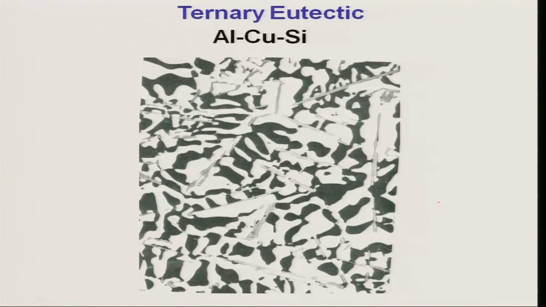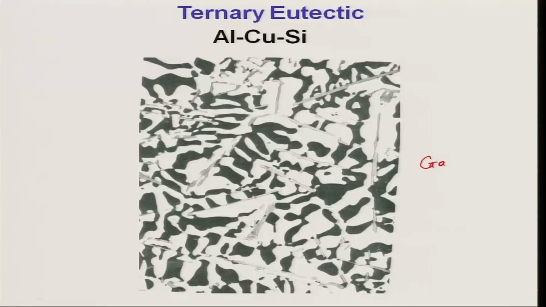Okay, let me show you that there are many systems which form ternary eutectics. Aluminum, copper, silicon is one such. Then you have a system gallium, indium, tin. Okay. Bismuth, indium, tin. Then this one is aluminum, copper, silicon. These are the systems which form ternary eutectics. How do you know this is a ternary eutectic?